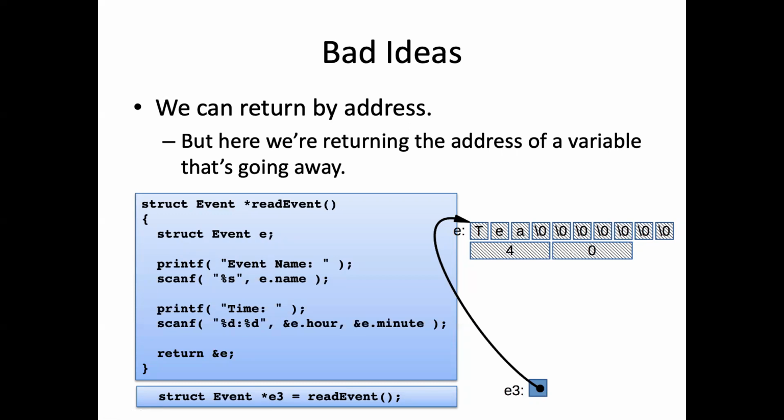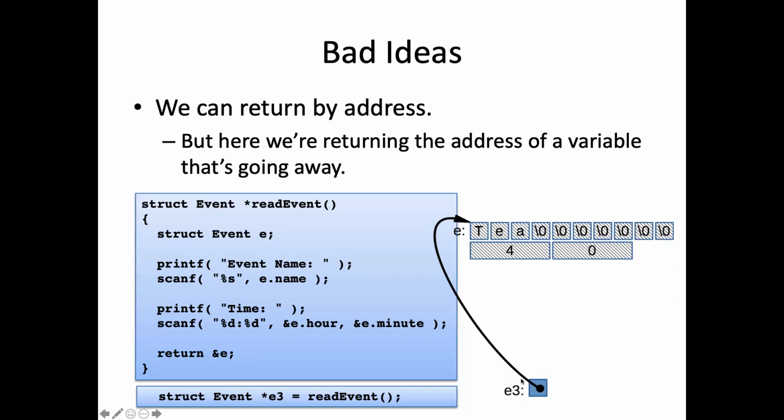It's just a bad idea because you're returning a pointer to a variable made inside that function. Here, the event that you're returning a pointer to goes away as soon as the function exits. That's what I'm trying to illustrate here. Sure, the caller can get a pointer to the E variable inside this function, but that pointer points to something that goes away as soon as the function returns.